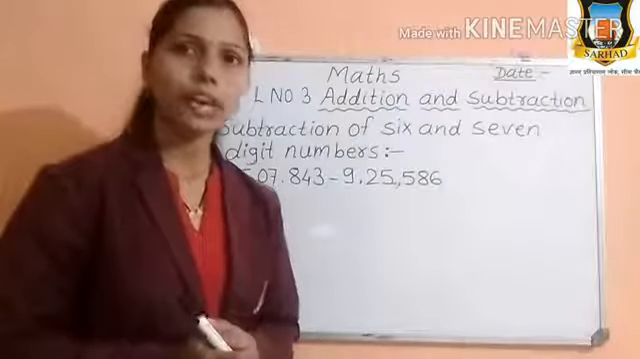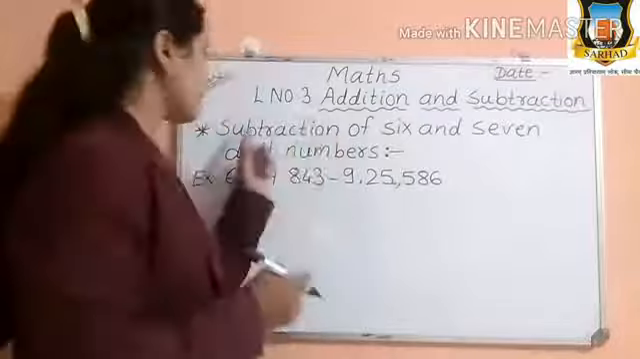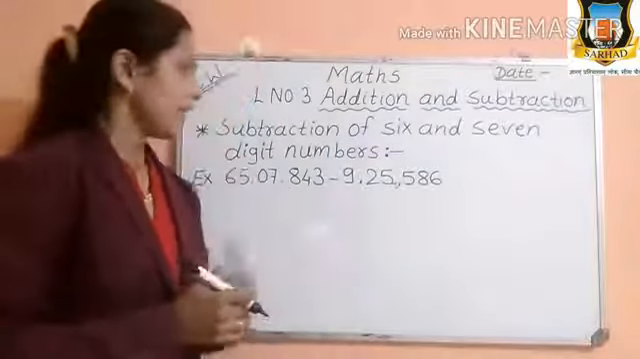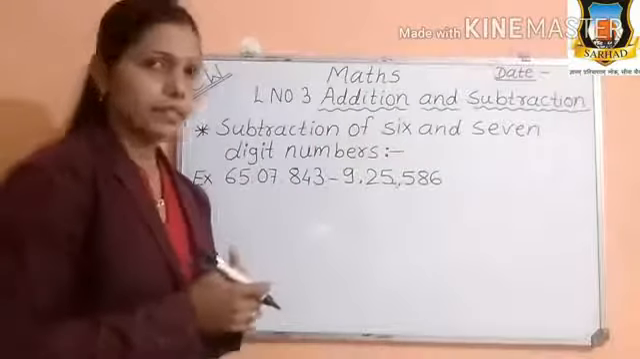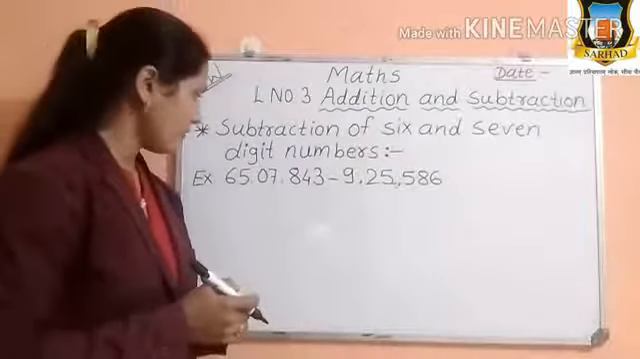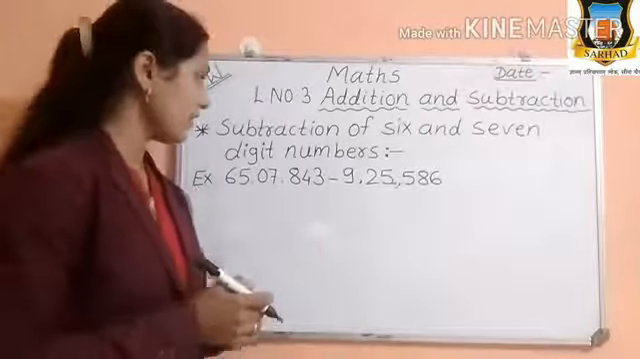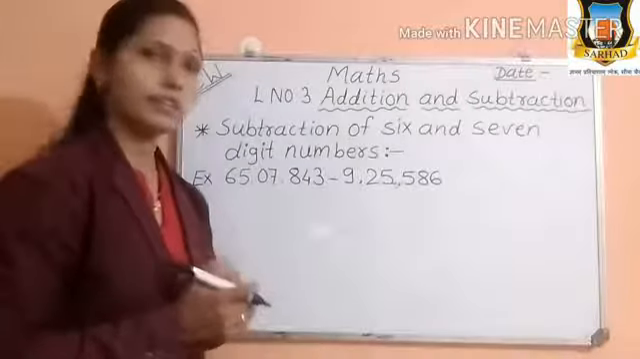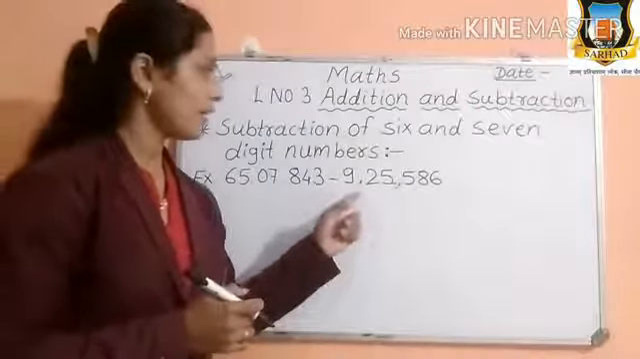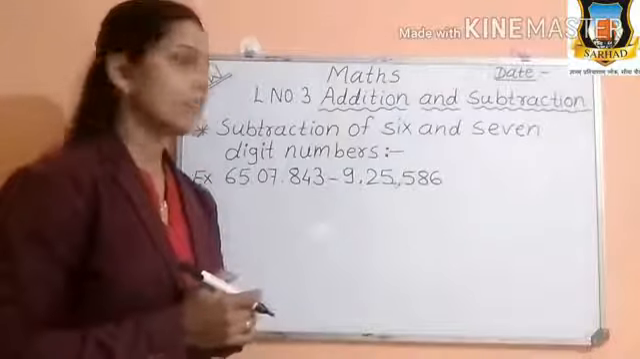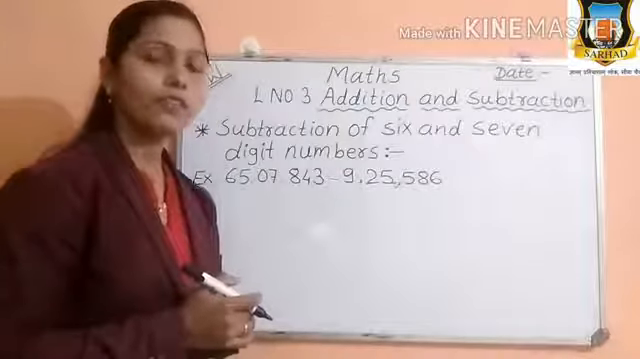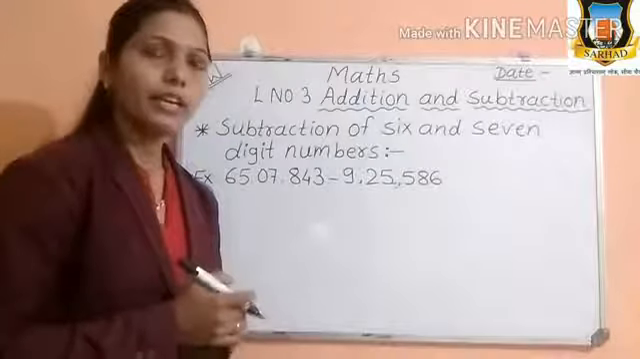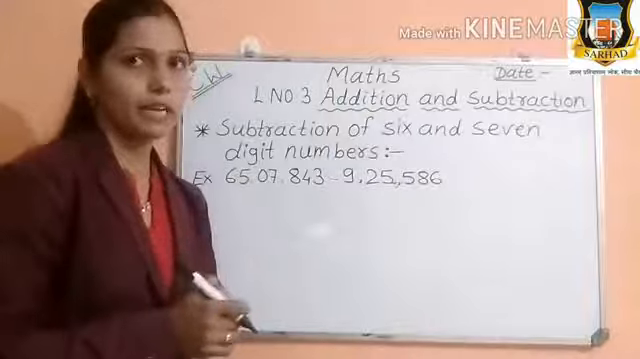Today we have to study subtraction of 6 and 7 digit numbers. Now, I have written one example here: 65,07,843 minus 9,25,586. Now we have to do this subtraction.